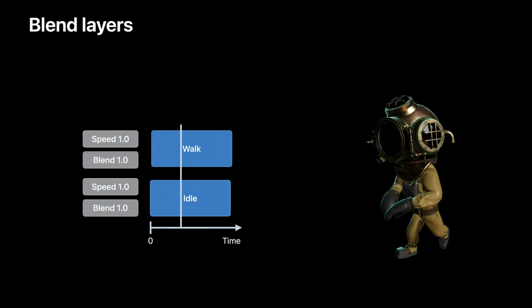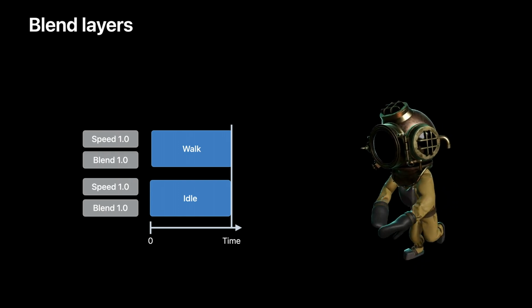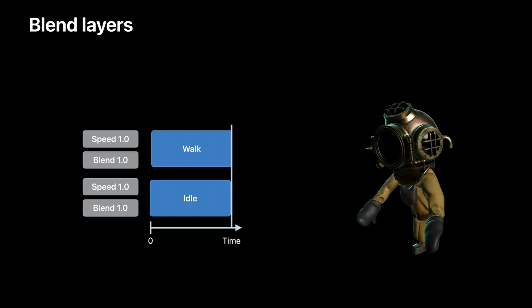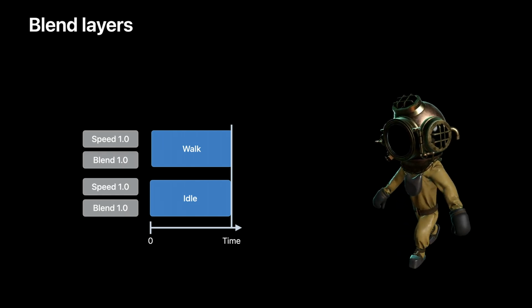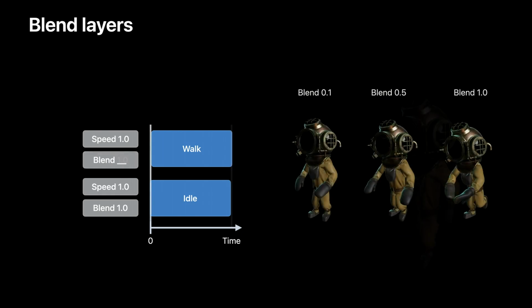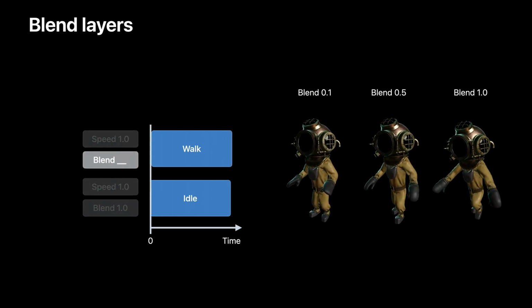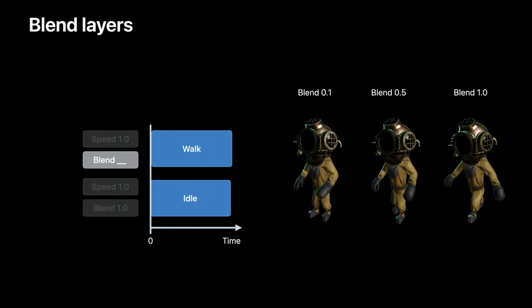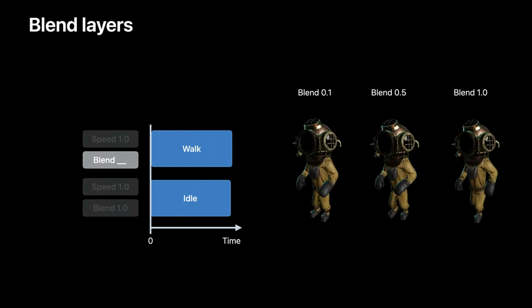We can use the new API for blend layers to make the animations more realistic. We play the walking animation and the idle animation on two separate blend layers, and since we play the walking animation on the top layer, that's the only animation that we currently see. But we can change the blend factor of the walking animation to reveal the idle animation underneath. Notice how, as the blend factor gets smaller, the footsteps also get smaller.